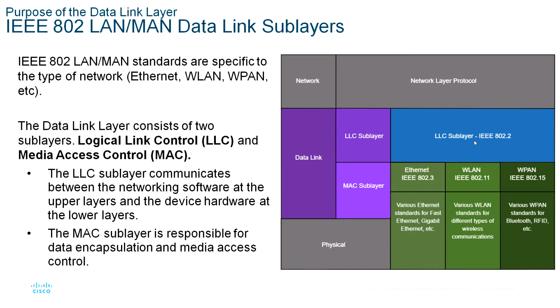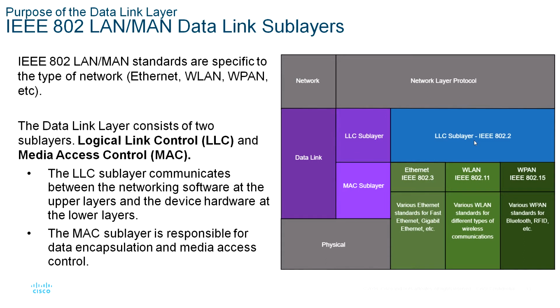The first one, logical link control, LLC. This IEEE 802.2 sublayer communicates between the networking software at the upper layers and the device hardware at the lower layers. It places information in the frame that identifies which network layer protocol is being used for the frame. This information allows multiple layer 3 protocols such as IPv4 and IPv6 to use the same network interface and media.